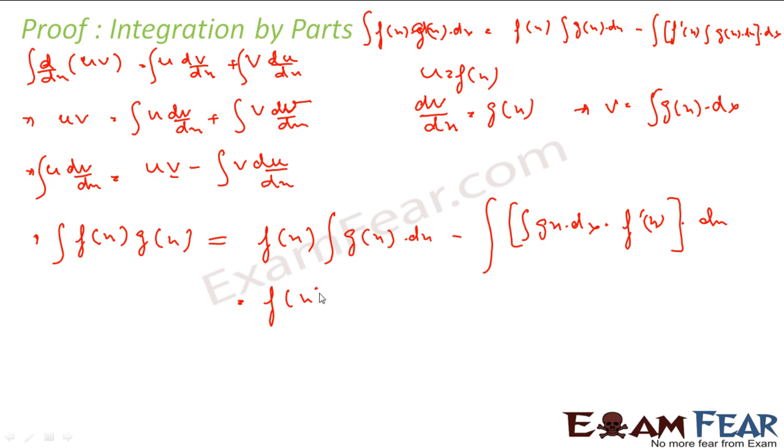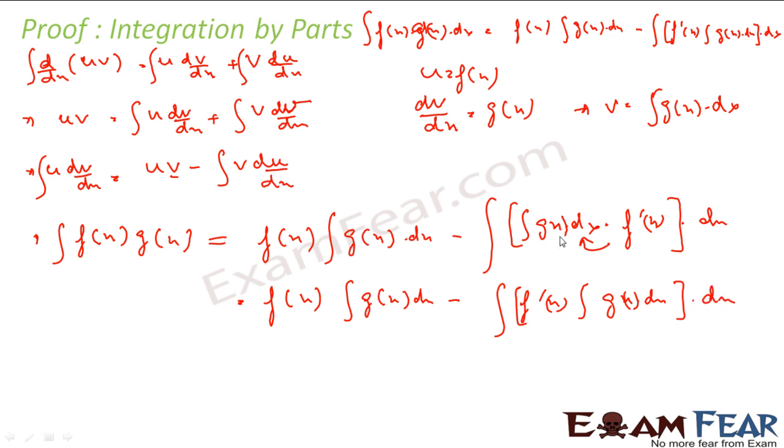You see, this is nothing but f(x) integration of g(x) dx minus integration of, you take this side or this side, doesn't matter. You say xy integration or yx integration is one and the same thing. So you can write in this fashion, f'(x) integration of g(x) dx, and the whole thing is now integrated. Correct? And thus I have proved this formula. Very simple, just by using the multiplication derivation I have proved this formula.